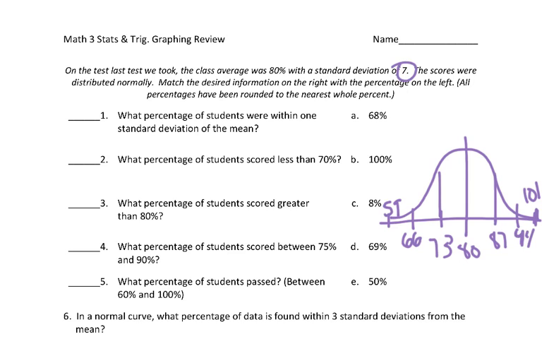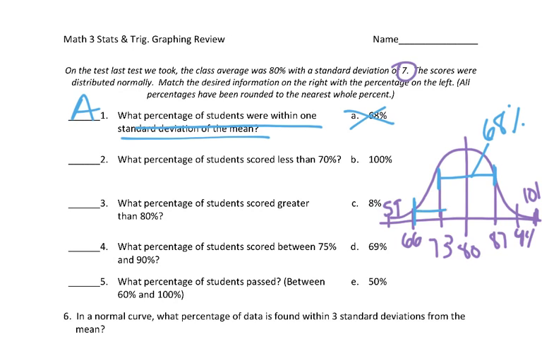So now it says what percentage of students were within one standard deviation of the mean. So on either side, remember we had some numbers. One standard deviation away involves 68% of the people. So that would be A. 2 standard deviations away was 95%. 3 standard deviations away was 99.7%. Okay? So, now let's take a look at number 2.